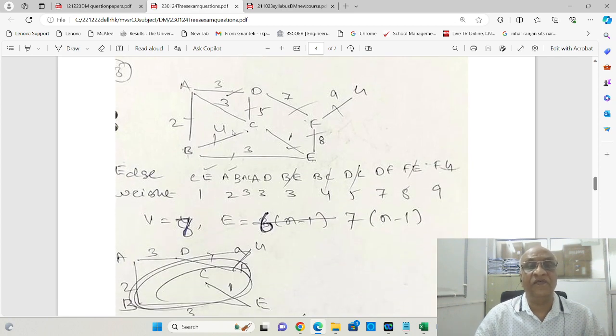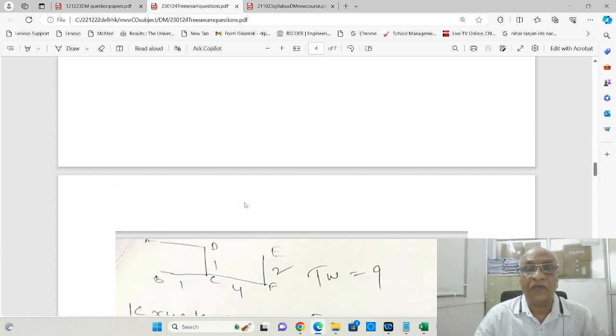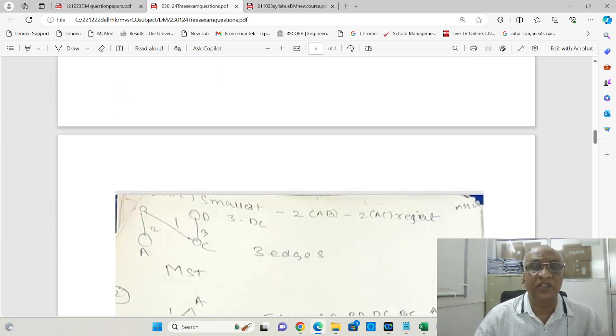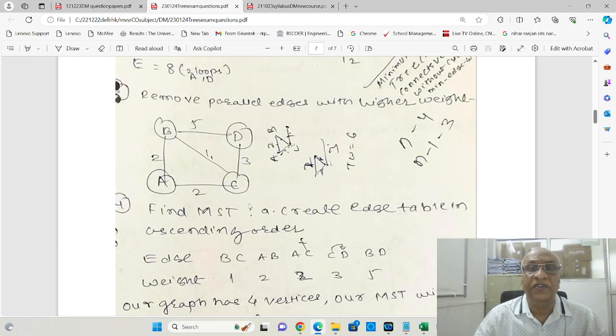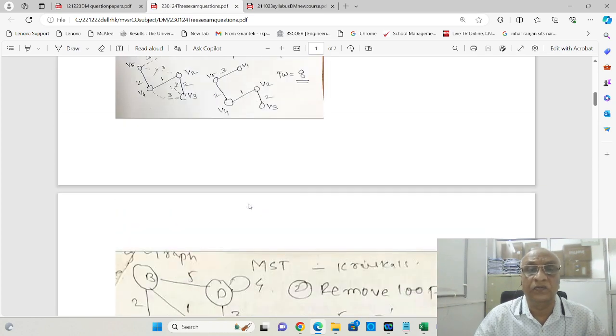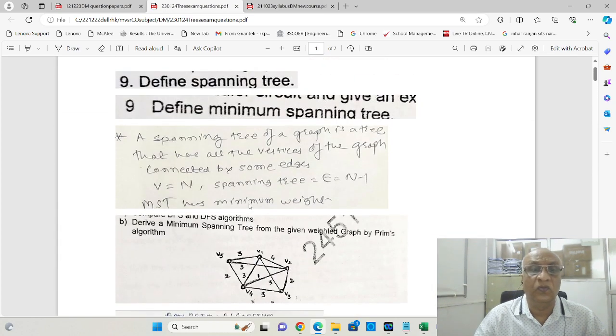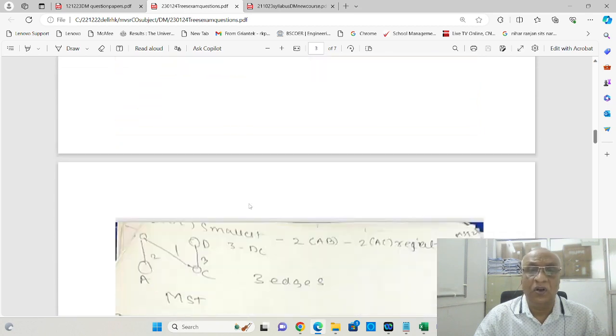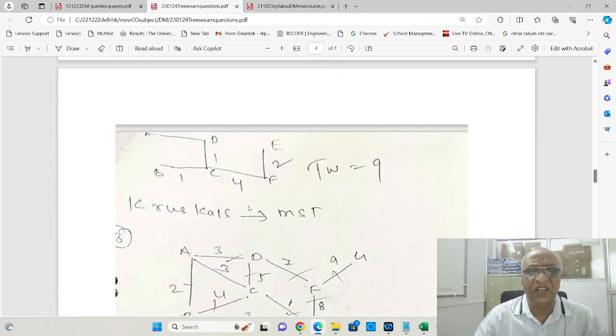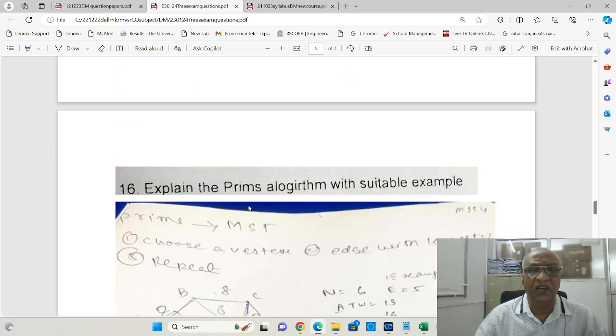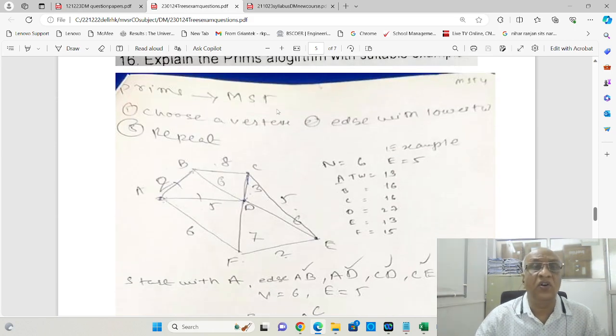So same thing here. As there are no loops and no parallel edges, go for the edge table in the increasing order of the weights. Vertices minus 1 will be the number of edges. So let us go for the next algorithm, which is Prim's algorithm. There are two ways; though they are similar, you can find a subtle difference.